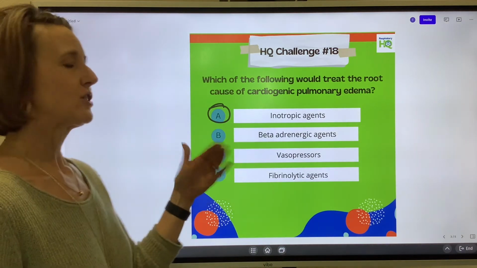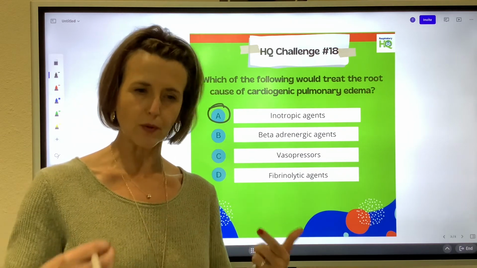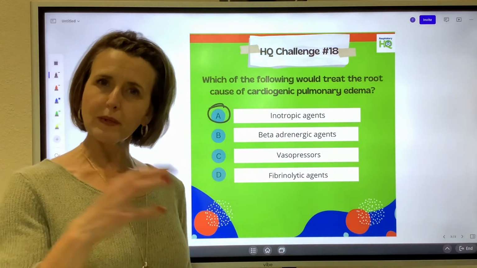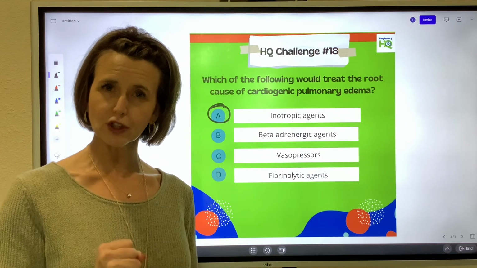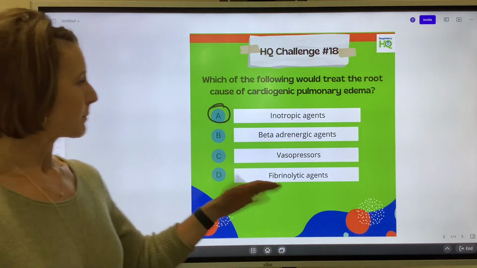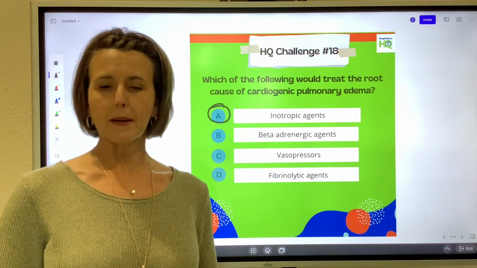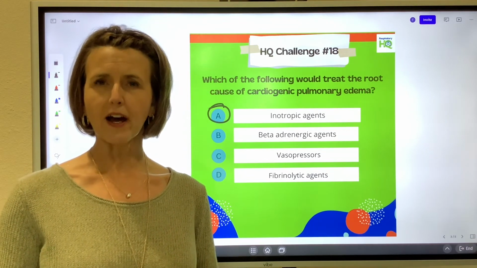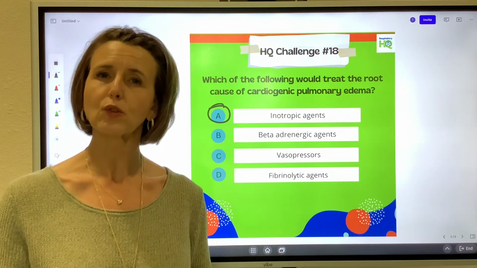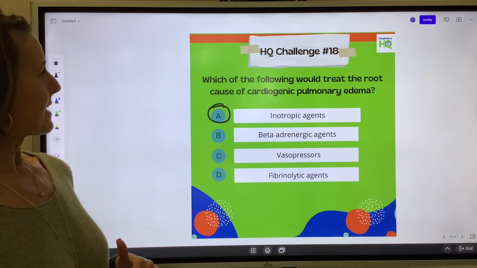So beta-adrenergic agents, we typically think of them as the medications we give in breathing treatments, albuterol, Xopenex, those type of medicines. Vasopressors are going to be medications that cause vasoconstriction. They bring up a low blood pressure, so they elevate BP. And fibrinolytic agents are clot-busting agents, okay? So if a person has an MI and qualifies for fibrinolytic therapy, that will break up any kind of blood clot that's in the coronary artery. So these have to do more with clotting issues. So A is the correct answer.